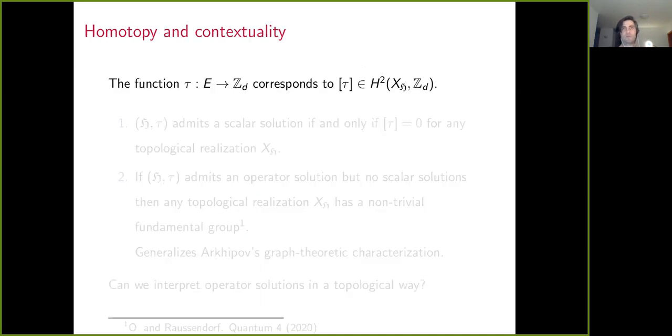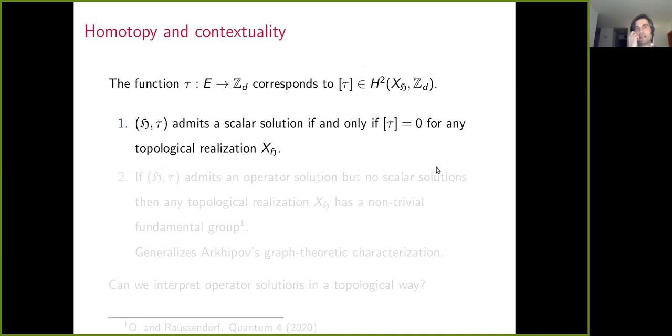So what are the properties of this kind of approach? First of all, as I said, the tau function is going to correspond to a 2-cocycle, which is going to be a two-dimensional cohomology class on the topological realization. And essentially, the linear constraint system has a scalar solution if and only if the cohomology class is 0. So that's the role of the cohomology here. It detects scalar solutions in this way.